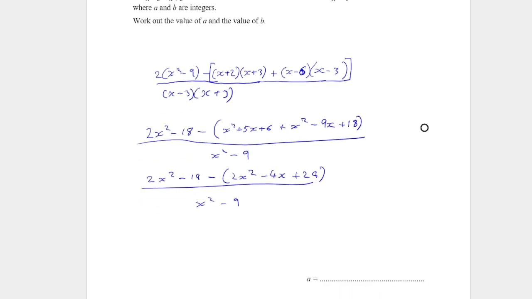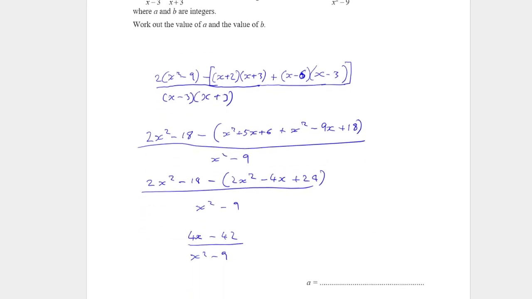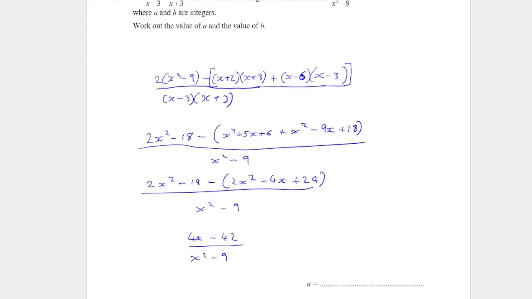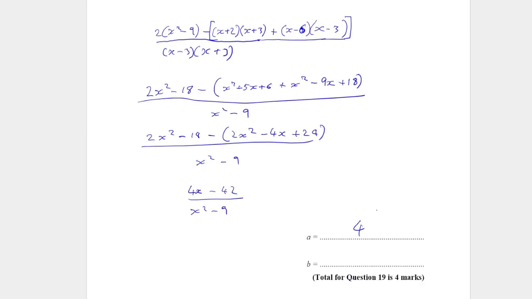Right, now I'm going to do my minusings. So 2x squared minus 2x squared becomes 0. Minus 4x becomes 4x. And then minus 18 minus 24 would become minus 42 over x squared minus 9. So values of A and the values of B. So I've proved that it can be written in that form. So A is going to be equal to 4 and B is equal to minus 42.